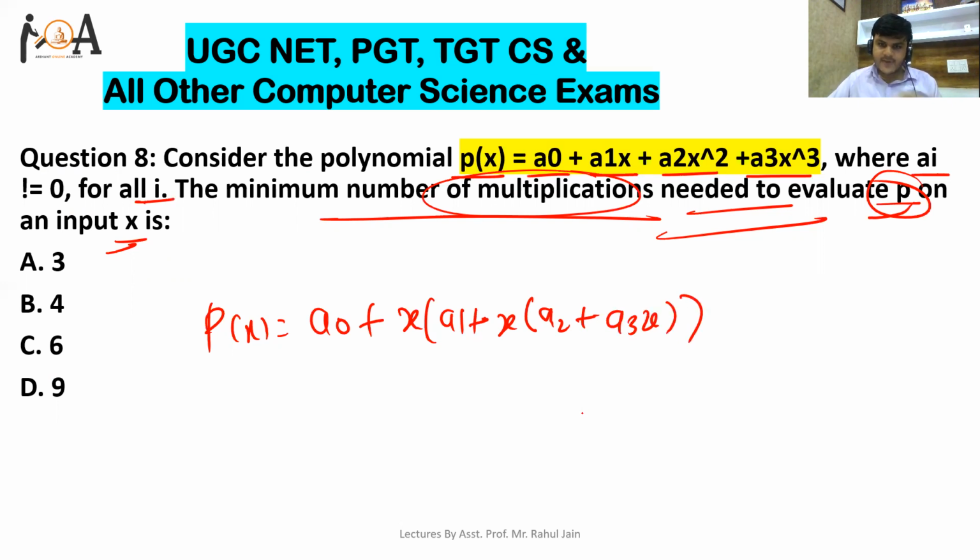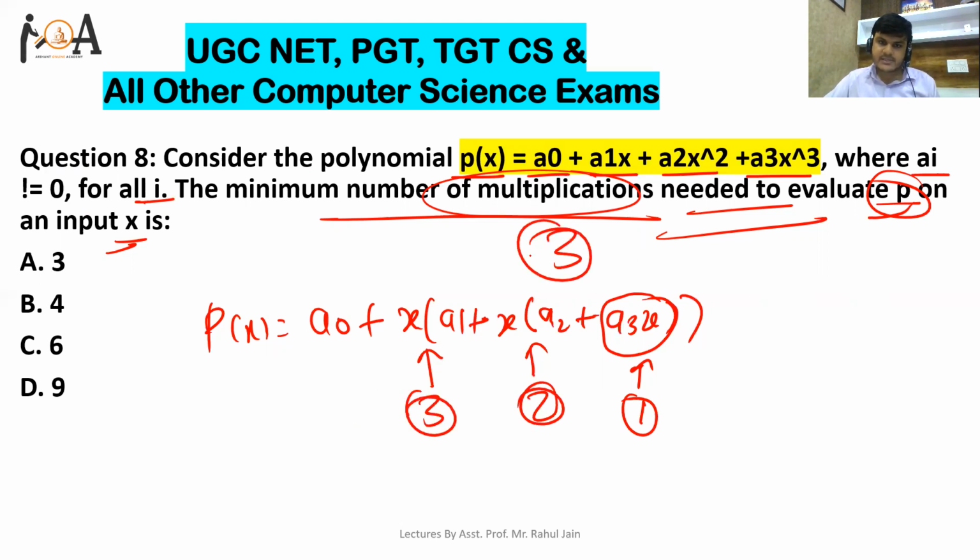If I write it like that, then if you see how many multiplications would be needed: 1 would be needed here, then 2 would be needed here, and then another multiplication from this result. So first multiplication, second multiplication, and third multiplication, right? So only 3 multiplications are needed in the minimum way. So I need to rewrite it in order to do it in the minimum number of multiplications, and in that way I need 3 multiplications. So option A is the correct answer for this question.